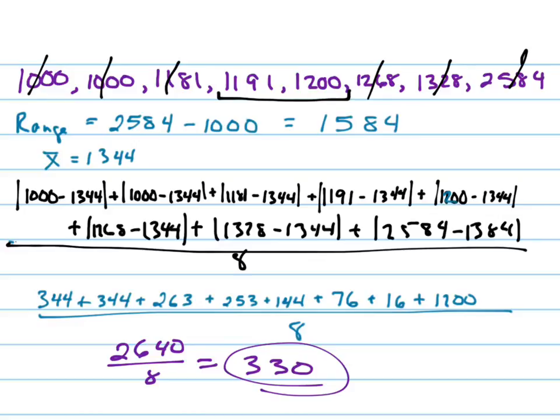So that tells you how spread out the data is. The average distance from the average is 330.